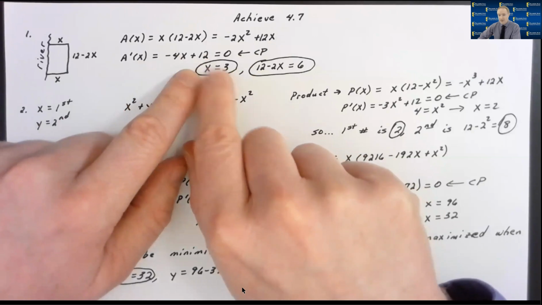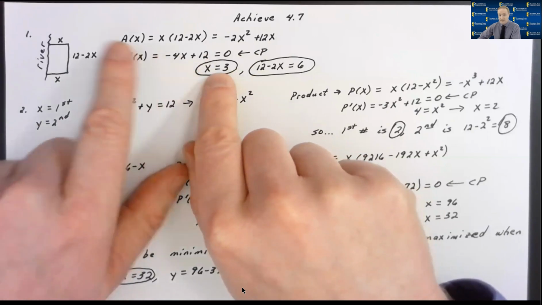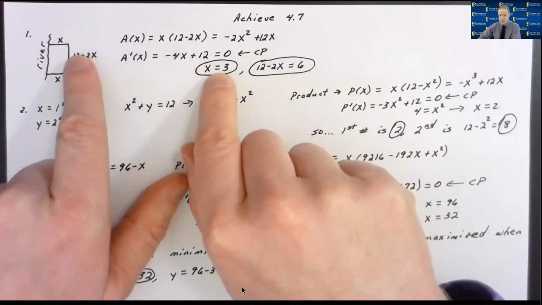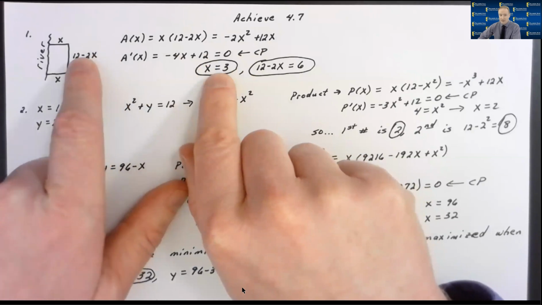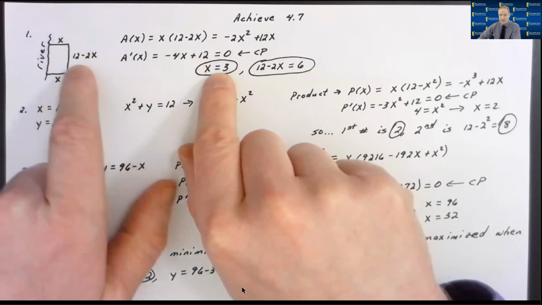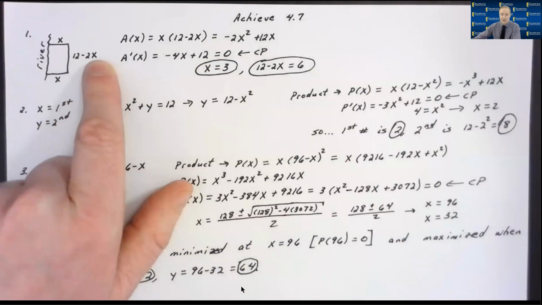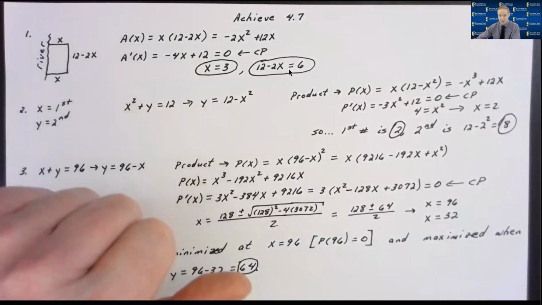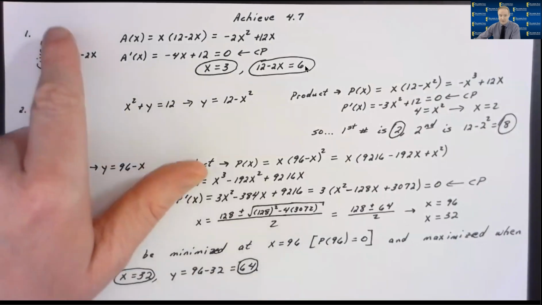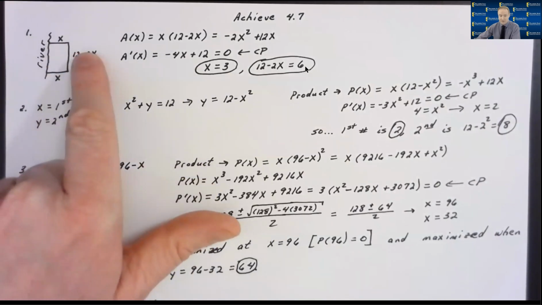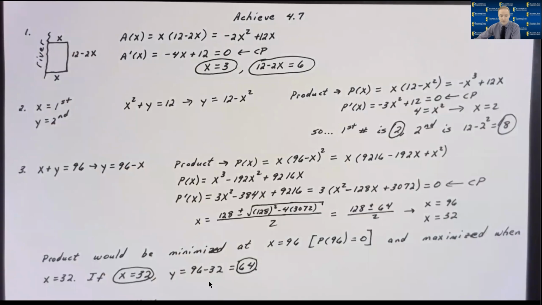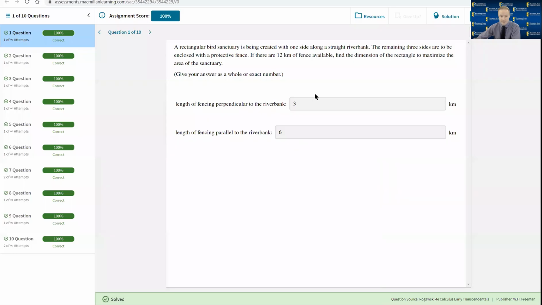Now, if you know x is 3, and it's going to ask for the dimensions, so you do have to go back into the problem and say, the vertical side here has to be 12 minus 2 times 3, which is 12 minus 6, or 6. And that makes sense. 3, 3, and 6 would sum to your 12 kilometers of available fencing. And you can see that those are the answers I entered into Achieve.